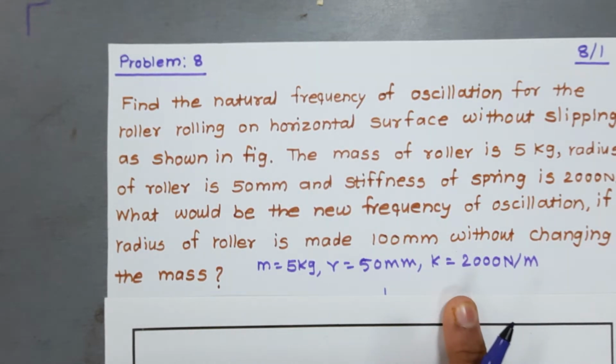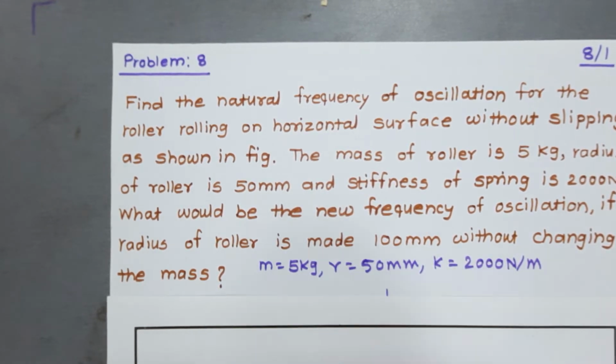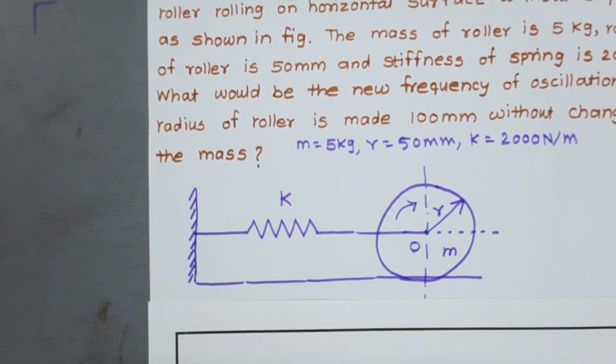This is our first part. Then second, we have to change the radius of the roller from 50 mm to 100 mm without changing the mass, and we have to calculate the natural frequency, or what is the change in natural frequency of oscillation. So this is the given diagram for us, dear friends.